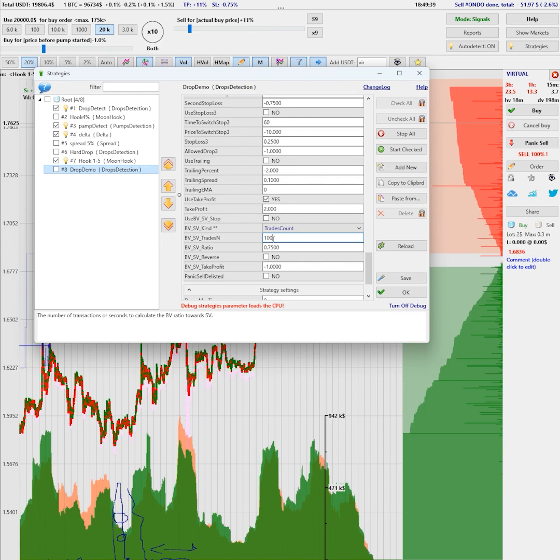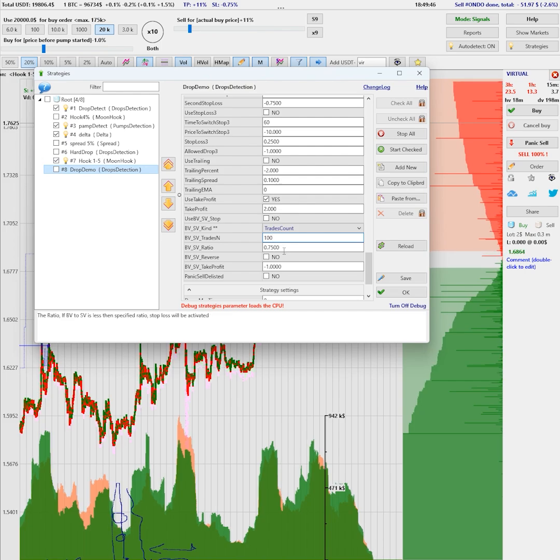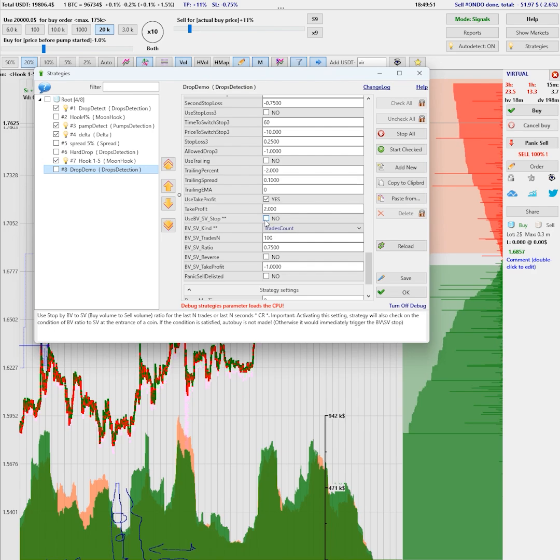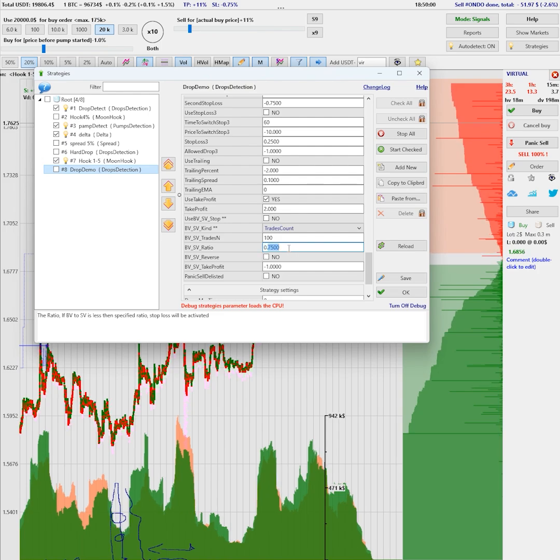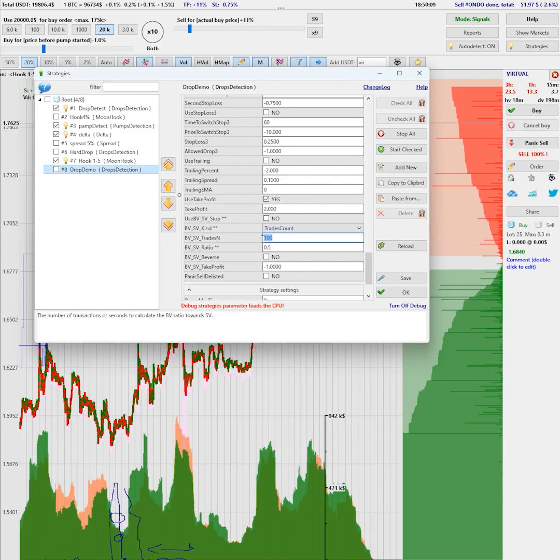Now, this one controls two things: the kind and the trace number. You can use buy volume and sell volume stop. What this means is that, let's say the sell volume to buy volume ratio is going to be 0.5. So it means that sell volume is twice higher than the buy volume over the last 100 trades, and this will trigger a stop loss.